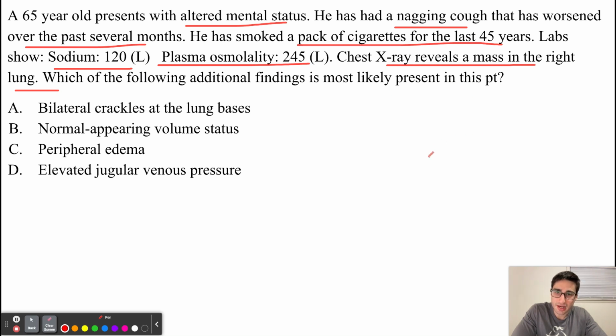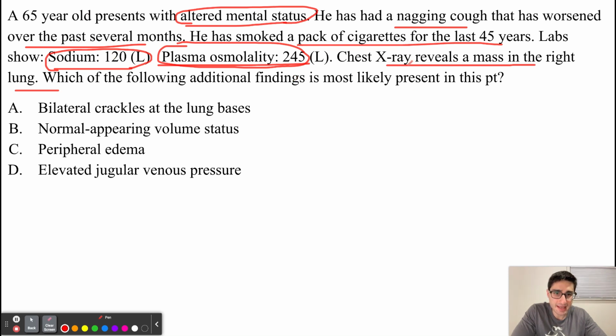Now, this patient's findings are going to be concerning for small cell carcinoma of the lung. The reason this is most likely the case is because small cell carcinoma is a neuroendocrine tumor, so it can be associated with paraneoplastic syndromes like SIADH. The cancer cells can produce antidiuretic hormone, and this excessive antidiuretic hormone can cause low sodium levels as well as low plasma osmolality, and this can contribute to the altered mental status that this patient is having. So this is most likely the cause of his altered mental status: the low sodium levels and low plasma osmolality.